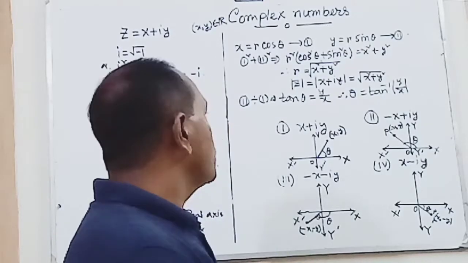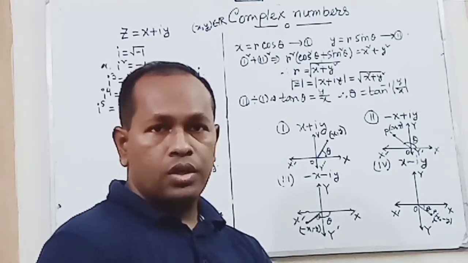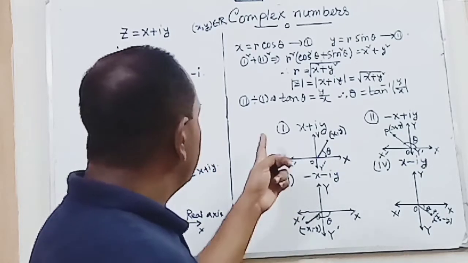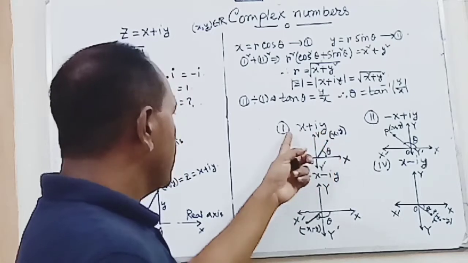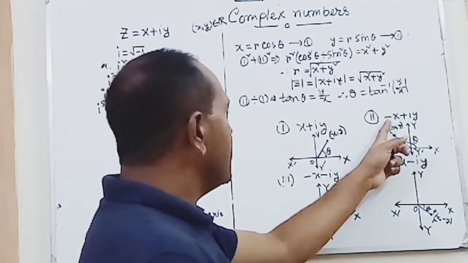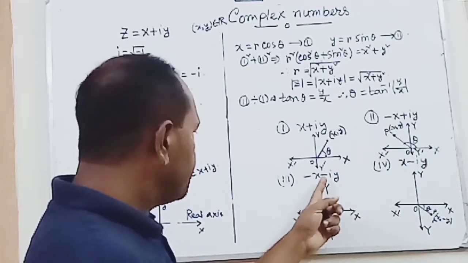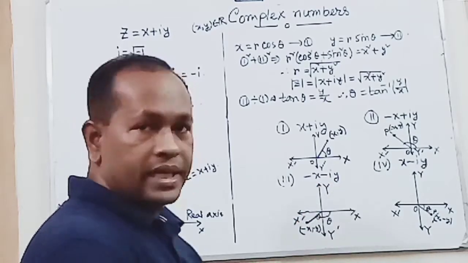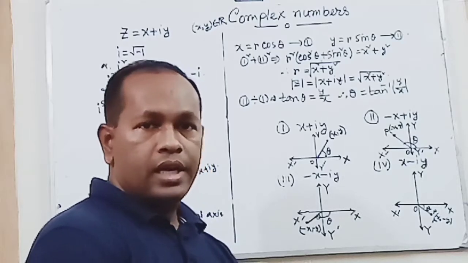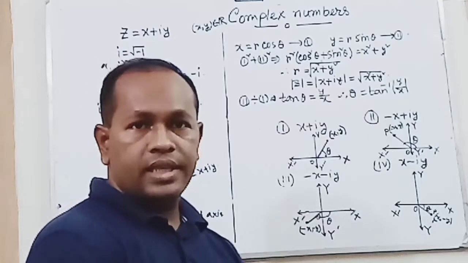Now I am going to find the modulus and argument of different types of complex numbers. Suppose x plus iy is a complex number. This is the first complex number. Again, minus x plus iy is the second complex number, minus x minus iy is the third complex number, and x minus iy is the fourth complex number. Now we are going to find the modulus and argument of these complex numbers.